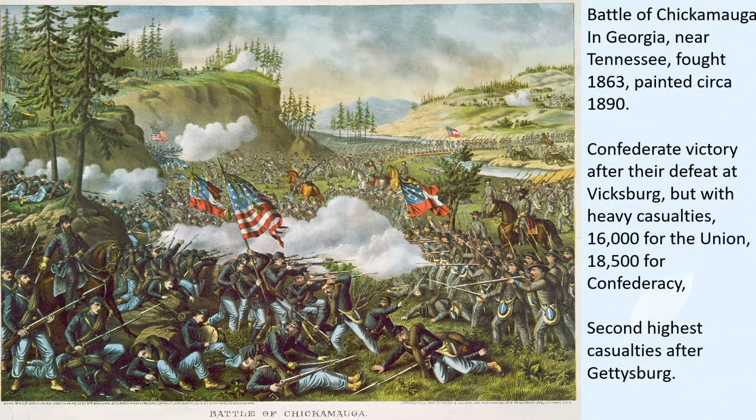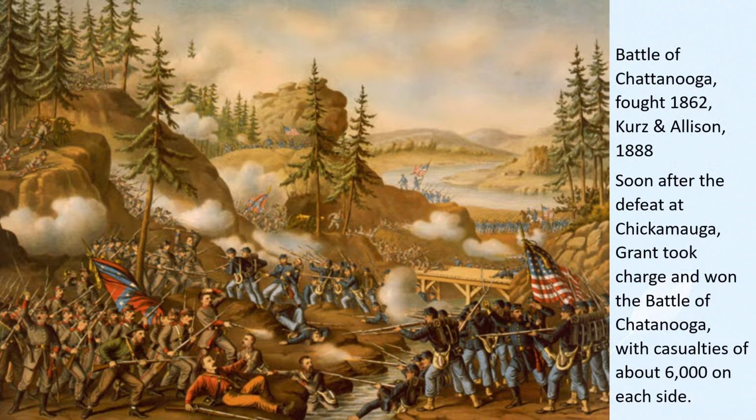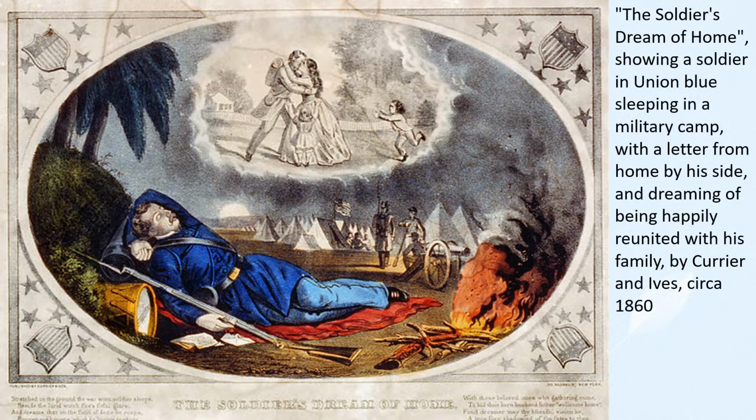And we have another painting of the Battle of Chickamauga in Georgia near Tennessee. This was a Confederate victory after their defeat at Vicksburg, but with heavy casualties again, 16,000 for the Union and 18,500 for the Confederacy. And this was the second highest casualties after Gettysburg. But soon after the defeat at Chickamauga, Grant took charge and won the Battle of Chattanooga, with casualties of about 6,000 on each side. And we have another painting about the soldier's dream of home, showing a Union soldier sleeping in a military camp with a letter home by his side and dreaming of being happily reunited with his family.